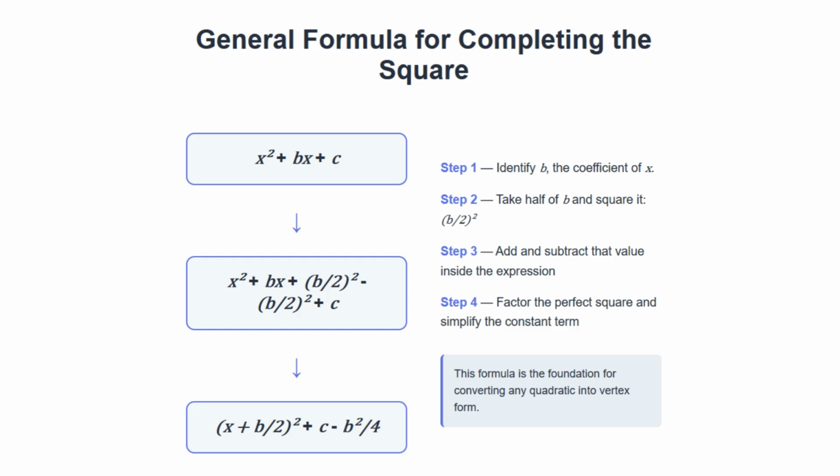Starting with x squared plus bx plus c, we take half of b, square it, and add and subtract that value within the expression. This transforms the quadratic into a perfect square plus a constant adjustment. Mathematically, this gives us (x plus b over 2) squared plus c minus b squared over 4. This formula is extremely helpful because it provides a direct pathway from standard form to vertex form for any quadratic expression. Once you internalize this pattern, you'll be able to convert quadratics quickly and accurately, saving valuable time during the SAT. This is the foundation.